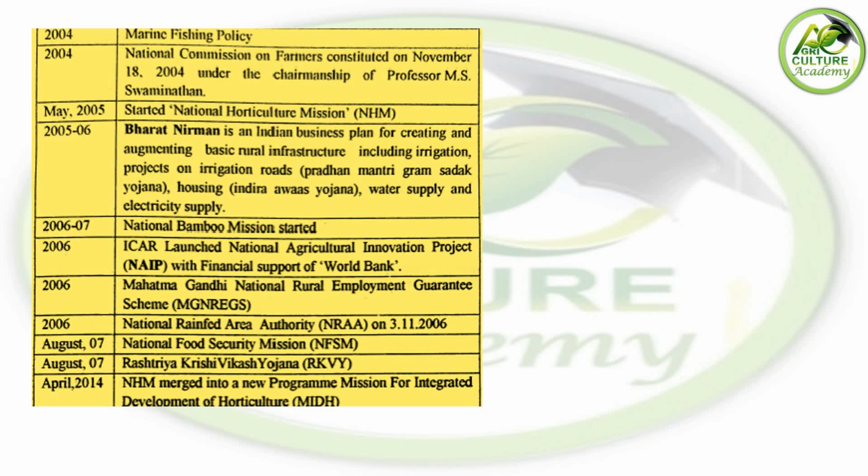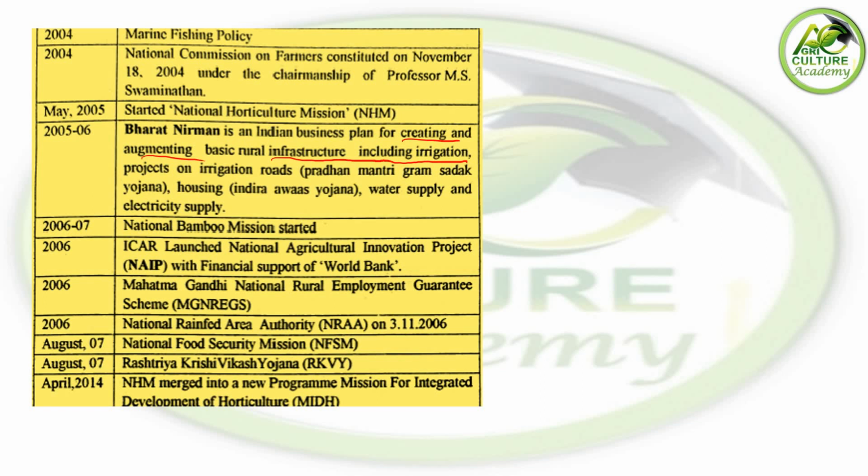In 2004 National Commission on Farmers constituted on November 18, 2004 under chairmanship of Professor M.S. Swaminathan. May 25, 2005 started National Horticulture Mission. 2005-06 Bharat Nirman, an Indian business plan for creating and augmenting basic rural infrastructure including irrigation projects and roads, Pradhan Mantri Gram Sadak Yojana, housing by Indira Awas Yojana, and water supply and electricity supply. 2006-07 National Bamboo Mission started.